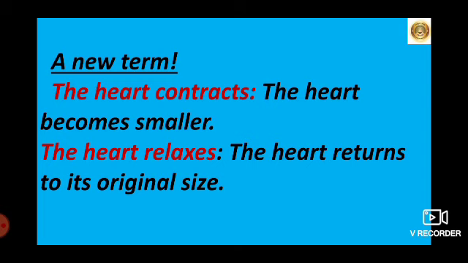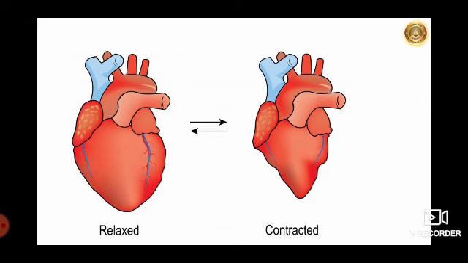Students, now we will learn a new term. The heart contracts means the heart becomes smaller. The heart relaxes means the heart returns to its original size. See, you can see it in the picture. The first picture, it is relaxed, means it is at its original size. And the next picture, it is contracted, means the heart becomes smaller.